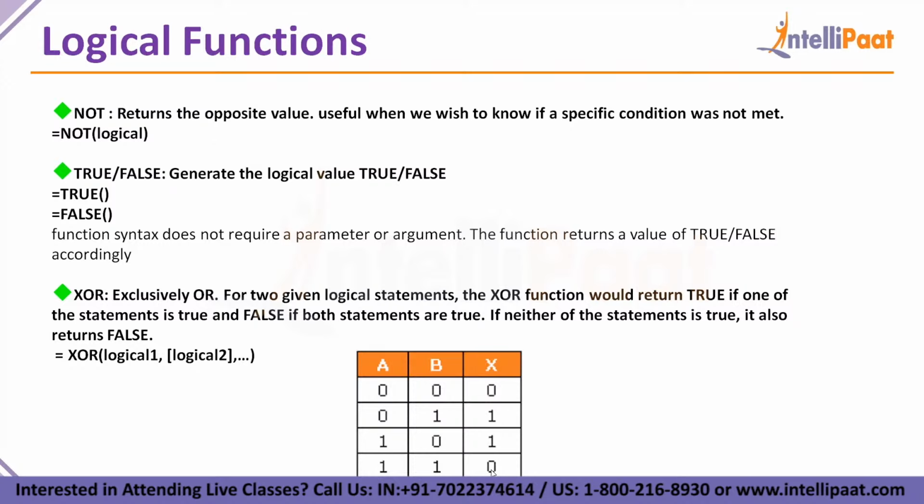It's 0. There is no 1. And this considers only those situations or conditions where only either one of the statements is true. Only then it gives a true value or a positive output. Hope you understand this truth table. If not, okay, let's go back to the example and you'll understand it then.